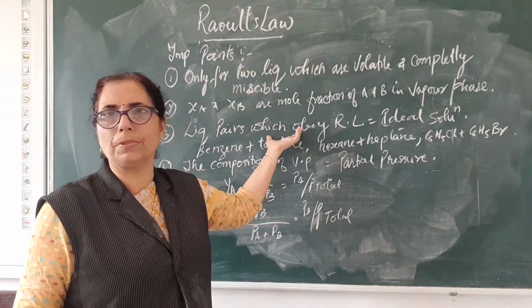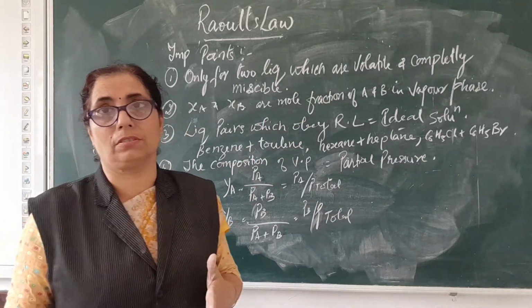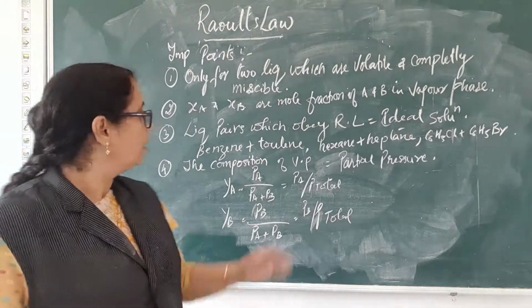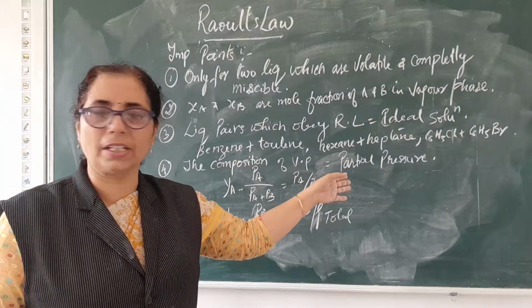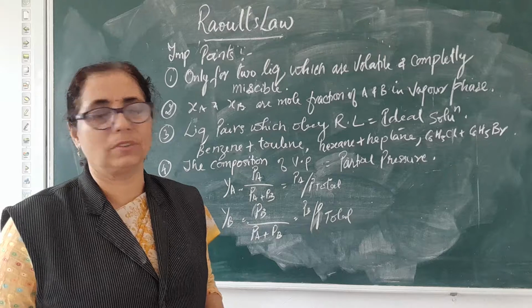There are some examples which obey Raoult's law, and we call that solution which obeys Raoult's law an ideal solution. Some examples are benzene and toluene, hexane and heptane, then chlorobenzene and bromobenzene.